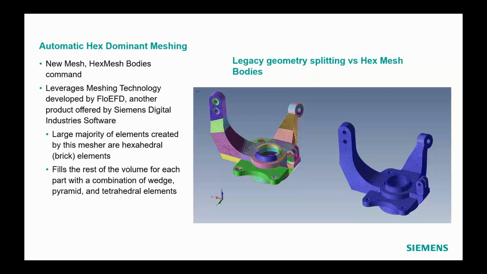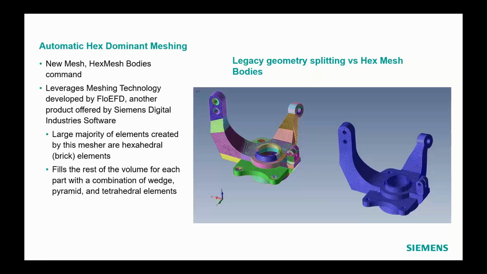You'd have to get it into basically sweepable chunks and then make sure all those faces matched up so your mesh was connected through all those different solid chunks. And this process was super manual and basically prevented you from doing any type of quick hex meshing.